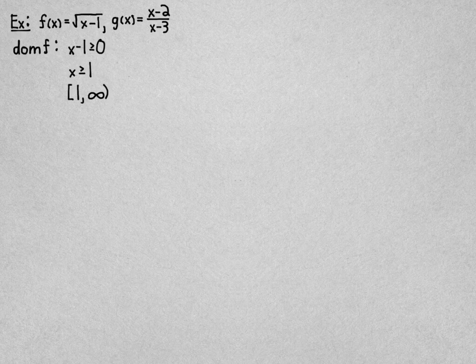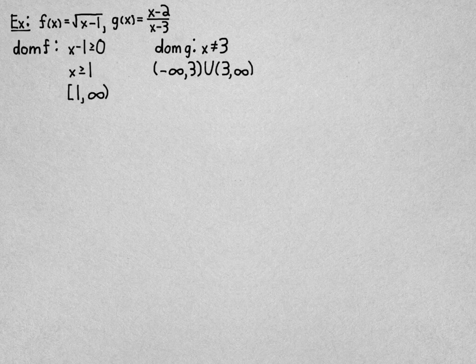And this is how you write it in interval notation. You have open bracket, 1 comma infinity, close paren. Paren being short for parentheses, of course. The domain of g is just x is not equal to 3, so it's all real numbers except for 3. That's just because we can't divide by 0. So if you set x minus 3 not equal to 0 and solve, you get x not equal to 3.